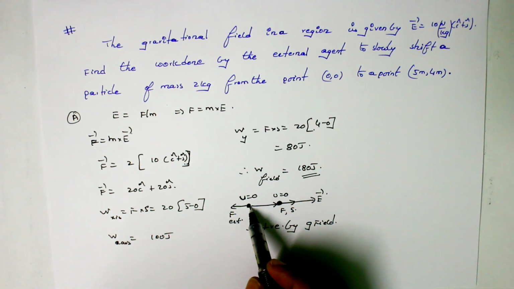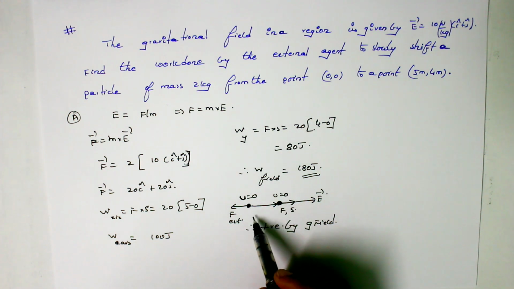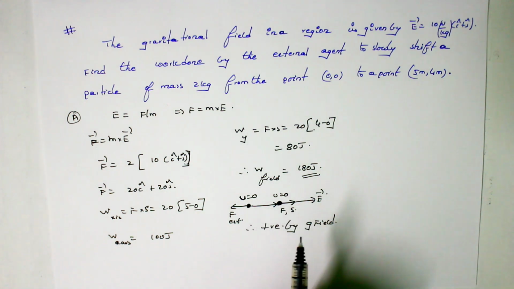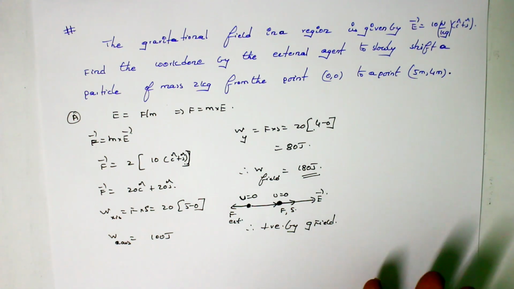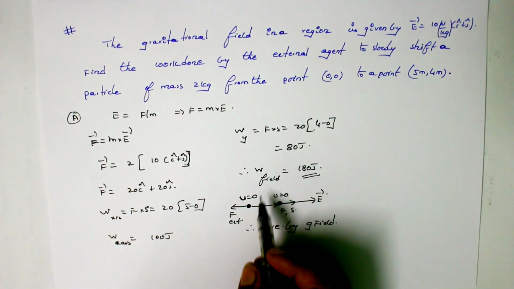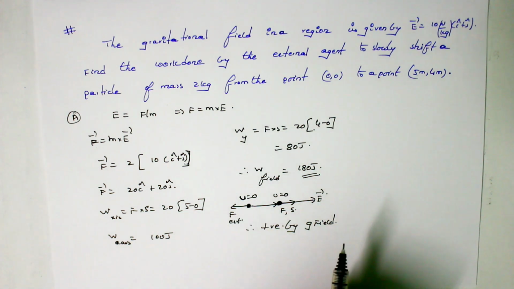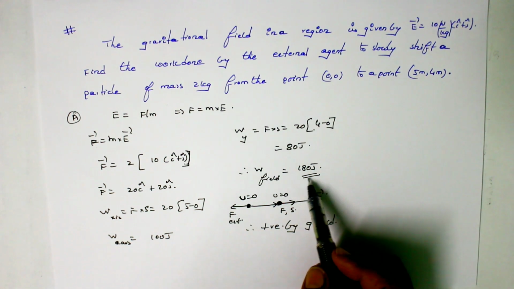If I move a particle in the direction of the gravitational field, then the potential energy of this body will decrease. The decrease in potential energy should actually convert into an increase in kinetic energy. But as we are applying an external force, the kinetic energy change has become 0. It means what is the work done by the field?